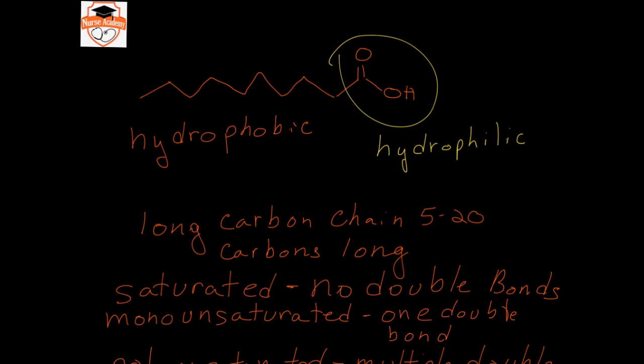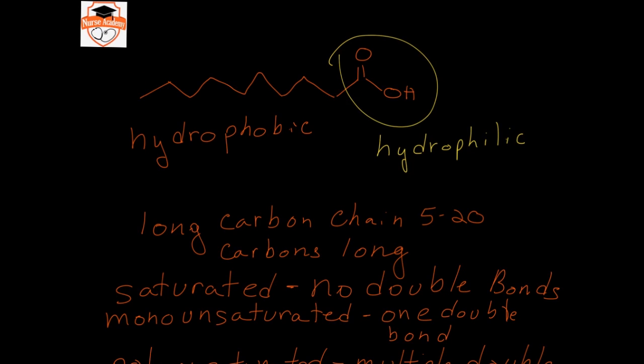Now, that being said, if we have a saturated fatty acid, it means every carbon in the chain is saturated with hydrogens, or has as many hydrogens as it can possibly bond to. So if it's bound to two carbons, it's also going to have two hydrogens at every one of these carbons, unless it's the end one, in which case it will have three. So it's saturated with hydrogens.